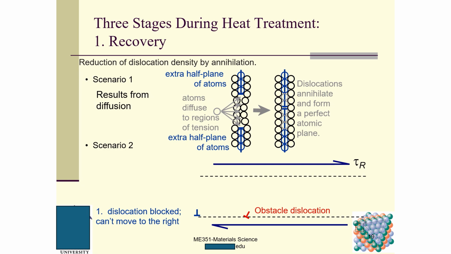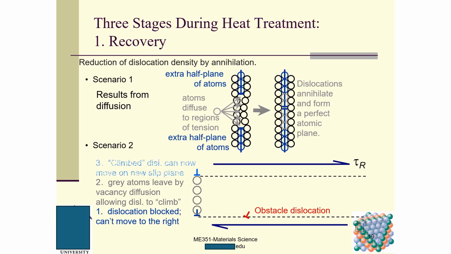This is called a recovery. So the dislocation is blocked and cannot move to the right. This obstacle dislocation here cannot move to the right. And the green atoms leave by vacancy diffusion, allowing this dislocation to climb. And the climbed dislocation can now move on to the next slip plane.